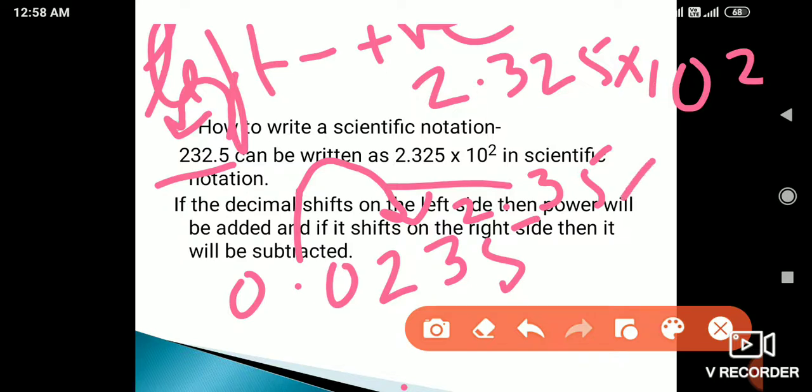As soon as the decimal is shifted towards your right, the number becomes 2.35, that is capital N, into 10. Now the power, because it has been shifted two digits, will be 2. But what is the difference? In the first, the decimal has been shifted towards your left, so it is positive. But here in this case, it has been shifted towards your right, so it will be 10 to the power minus 2. So that is how you can write the scientific notation with the help of this example.